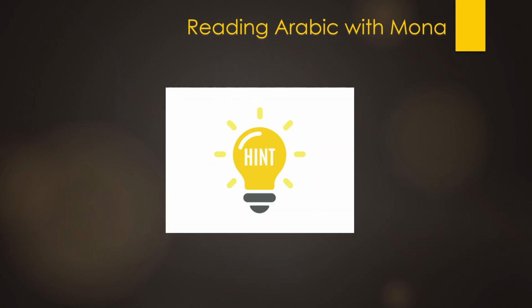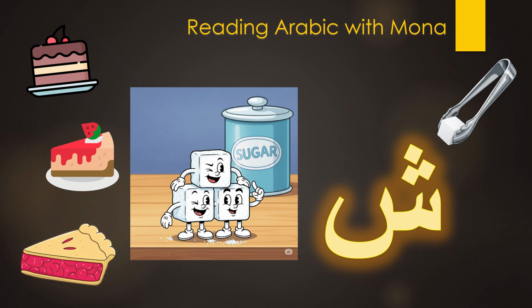Now, a small hint to remember the letter Sheen. With the letter Sheen, I want to think of something different, not just the shape. I want to link it to something special. Now, we said that the letter Sheen is special because it corresponds to the sh sound in English and the ch sound. The sh sound, think of sugar. And the ch sound, we have many things, like, for example, chocolate cake, cheesecake, cherry pie, all of the sweet things related to the letter Sheen.